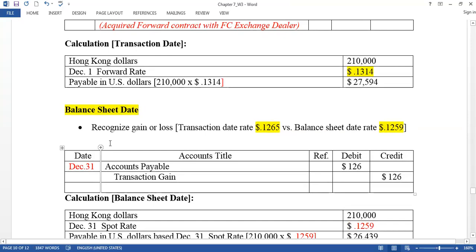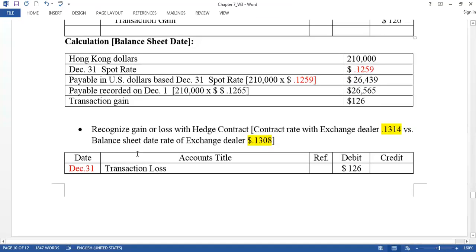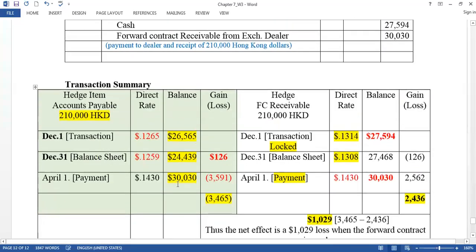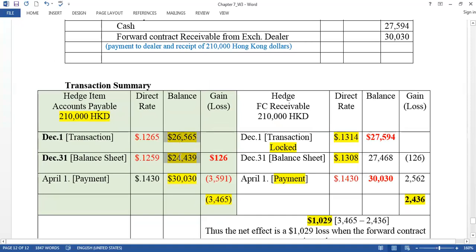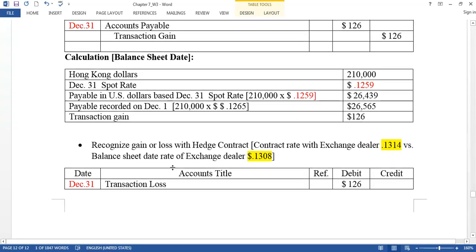Now balance sheet date came. Look at here. If we go back to the summary, we have to compare these two, and this is our gain. So look at this one first.